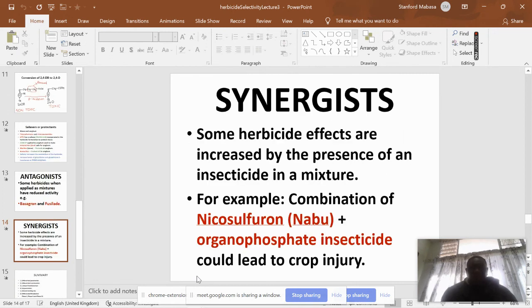There's also synergism or synergies. In this case, some herbicide effects are increased by the presence of an insecticide in the mixture. Probably you are applying insecticides in your field. You may think that you may cut cost by applying the herbicide and the insecticide at the same time. For example, a combination of nicosulfuron plus an organophosphate insecticide could lead to crop injury. So it's important that when you are using your insecticides and herbicides, make sure that after using the insecticide, you thoroughly clean the tank before you use the herbicide.